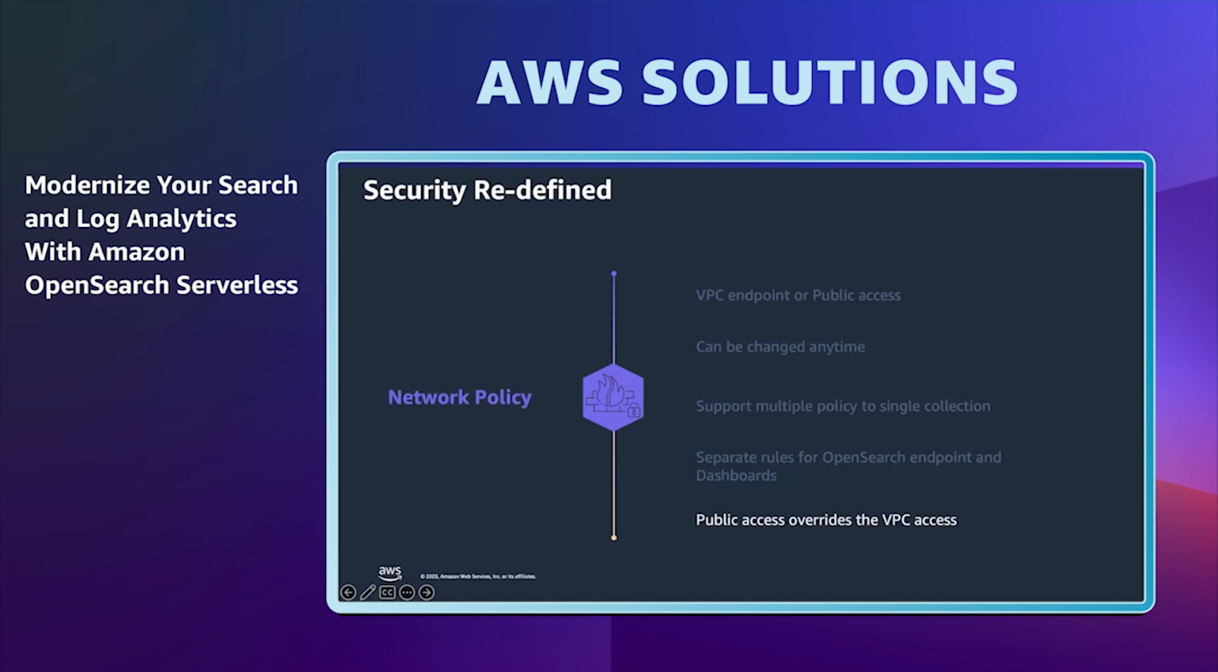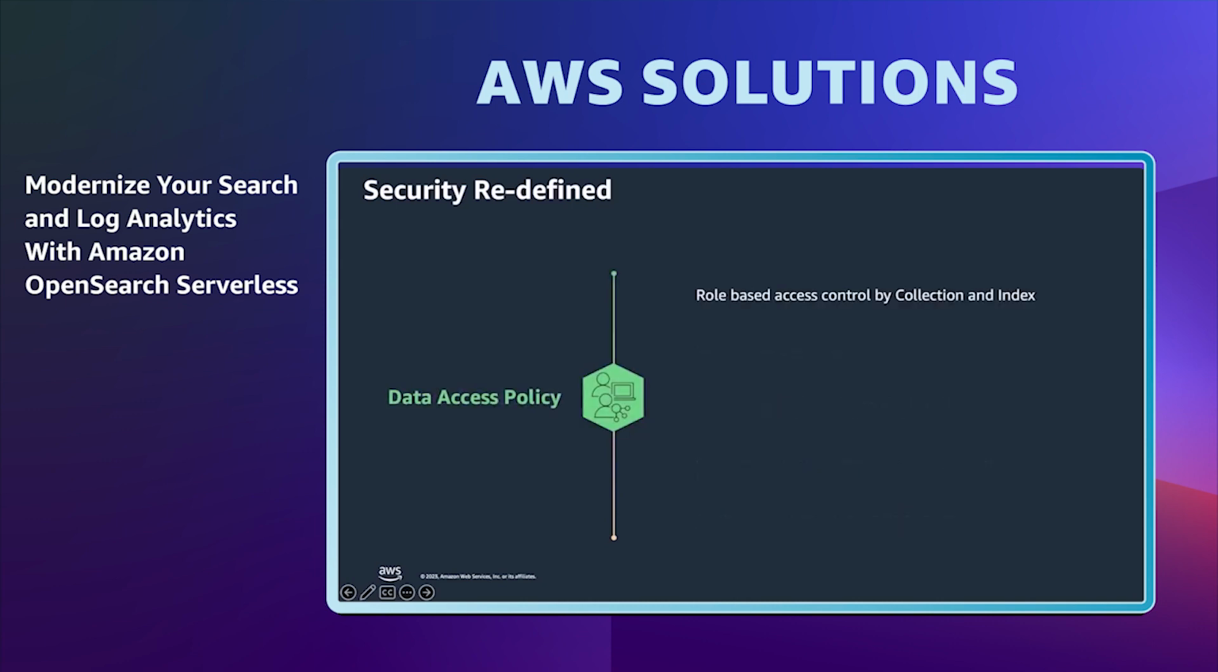But there can be a situation where your network policy might overlap, because you can define multiple policies for the collection in terms of the network. When this happens, a rule that specifies the public access will override all the rules that specify the VPC access for any collection, across the collections when they share different network policies. So then next is the data access policy.